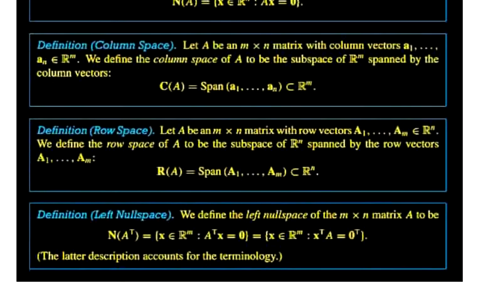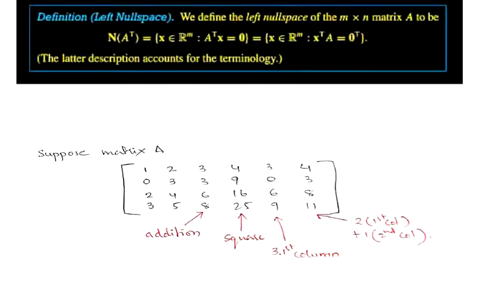I just wanted to show you. See, consider this matrix. In this matrix, I have these two columns which are unique. But if you take any other column here, see, this one is nothing but the addition of these two columns. 1 plus 2 is 3, 3 plus 0 is 3, 4 plus 2 is 6, and 3 plus 5 is 8. And this is the square of one column, so that is the second column.